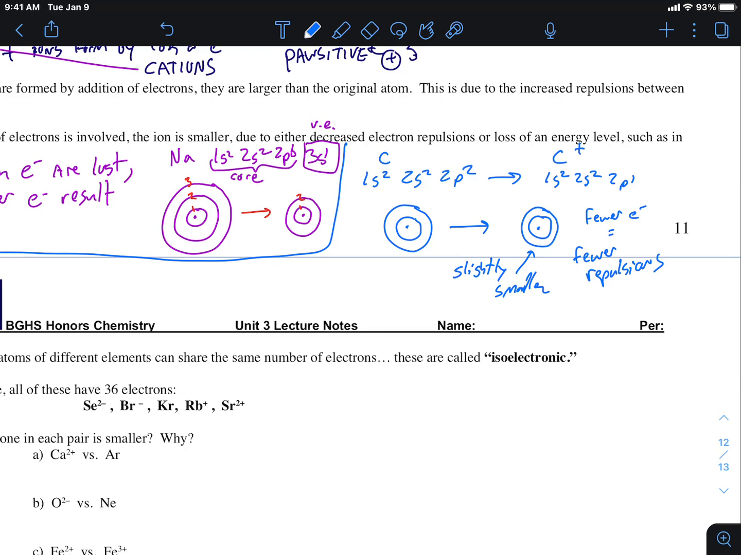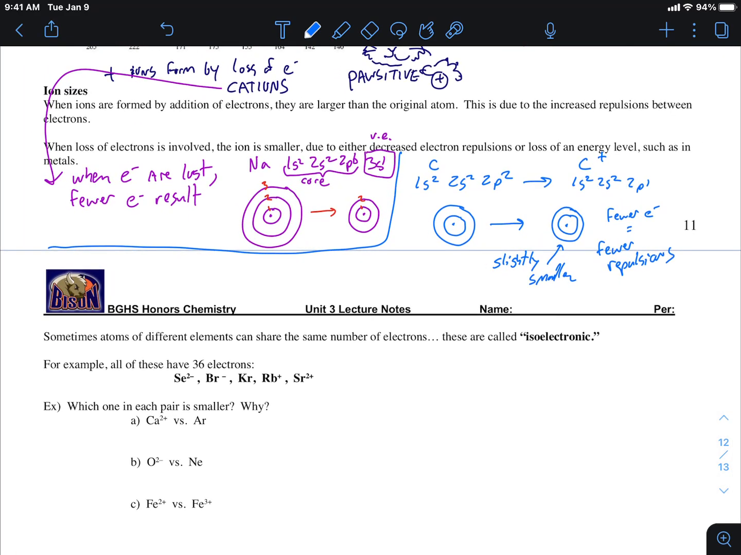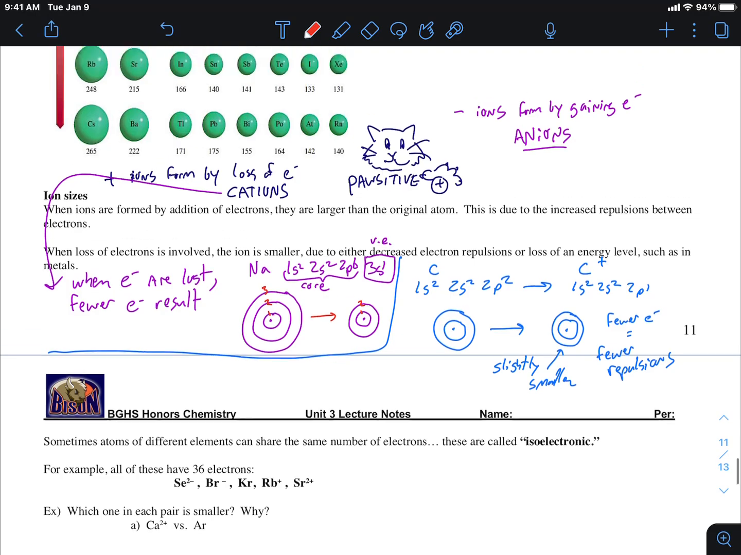Are you guys okay with that? Yeah, question. But it still has two energy levels, right? Correct. It still has two energy levels, but instead of being 2s2, 2p2, now it's 2s2, 2p1. All right. So that's what happens when cations form, when you lose electrons. What happens when electrons are gained?